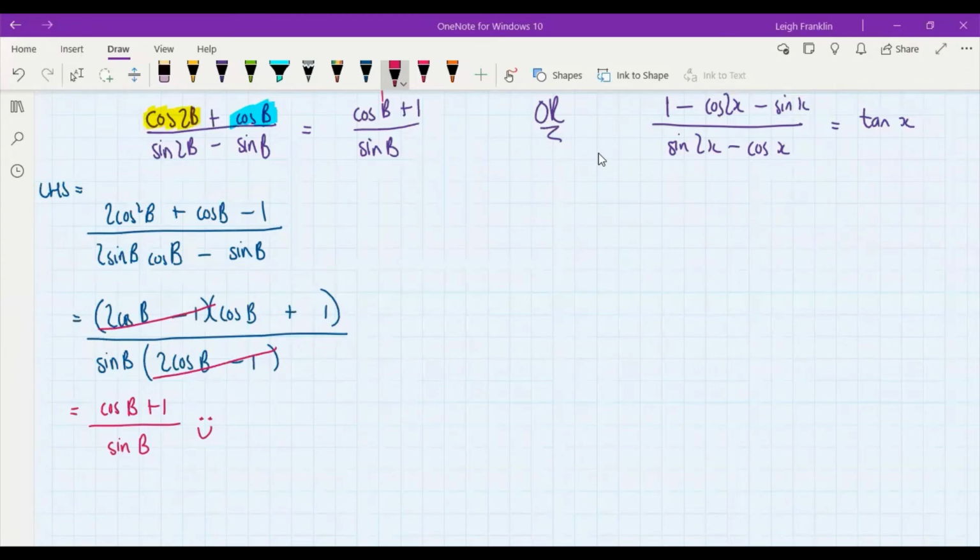All right, so now moving on, look at the one on the right-hand side. Okay, so this is a different identity altogether over here. And again, what I want you to do is look at what the cos 2x comes with.